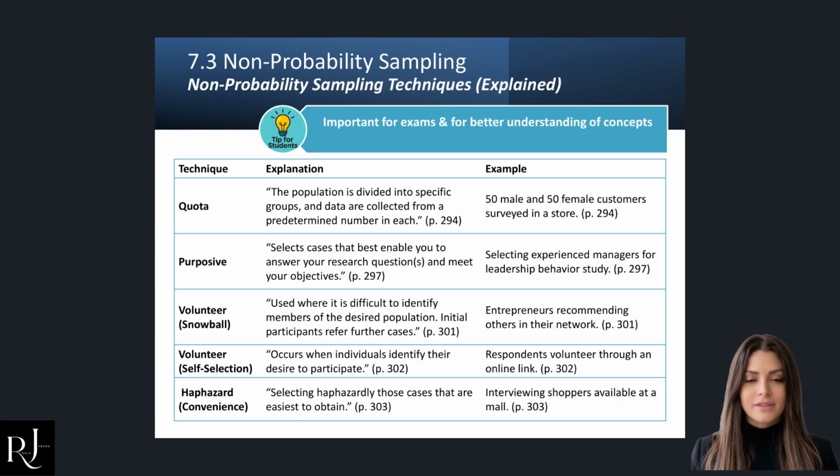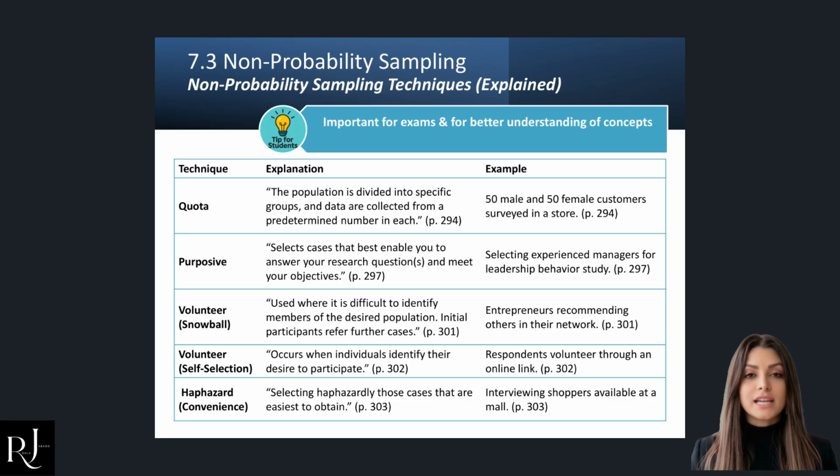This method involves dividing the population into specific groups and then collecting data from a set number of individuals in each group. For example, a market researcher might be interested in understanding consumer preferences at a large department store. To get a well-rounded view, they decide to divide the population into men and women and survey 50 men and 50 women. This way, they can ensure that they're getting feedback from both genders equally.